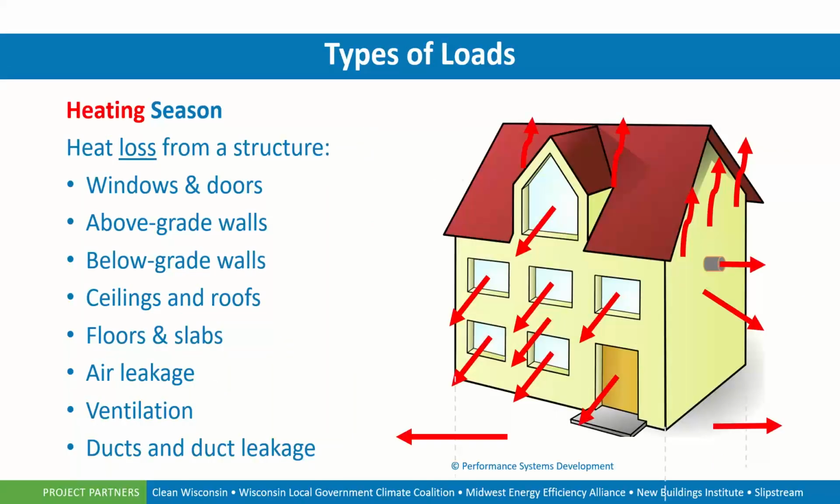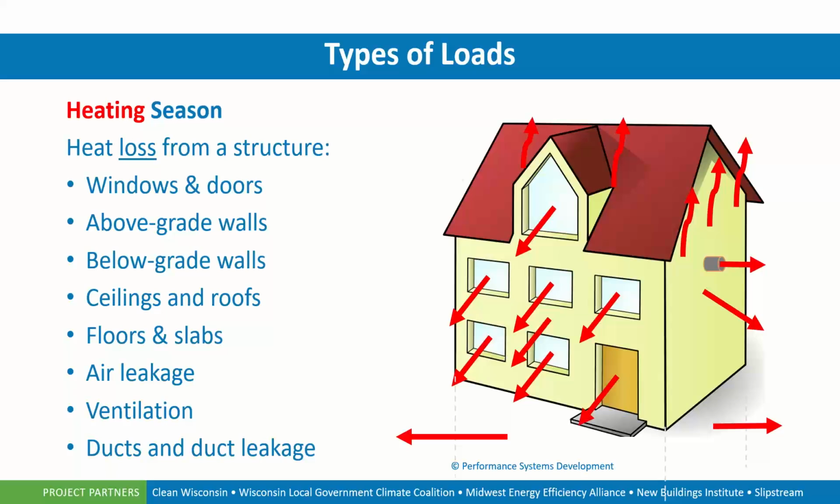So types of loads that we have, in a heating season, for example, how heat leaves a home. Heat will always go to cold unless acted upon by another force. If we have additional energy placed in, heat's always going to go to cold. So we have heat loss from the structure in various fashions, through our doors and windows, or fenestration.